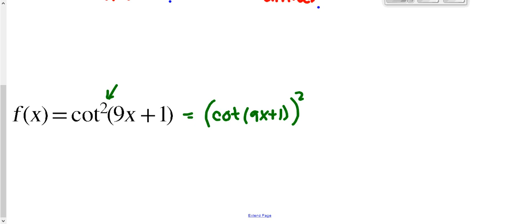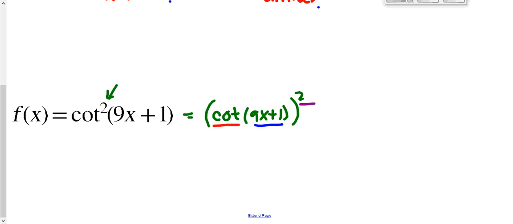And what is actually happening is we have the 9x plus 1 plugged into the cotangent, which is plugged into the squared. So we actually have a chain rule that has 3 layers here. So you can think of a peanut M&M. A peanut M&M is covered in candy and then chocolate and the peanuts all the way in the middle. So that's what we're thinking about, these layers that are happening.